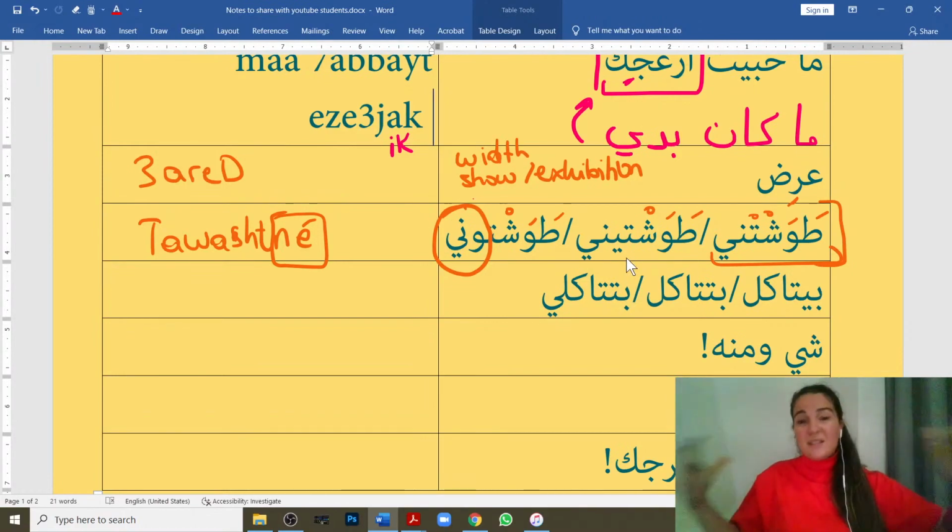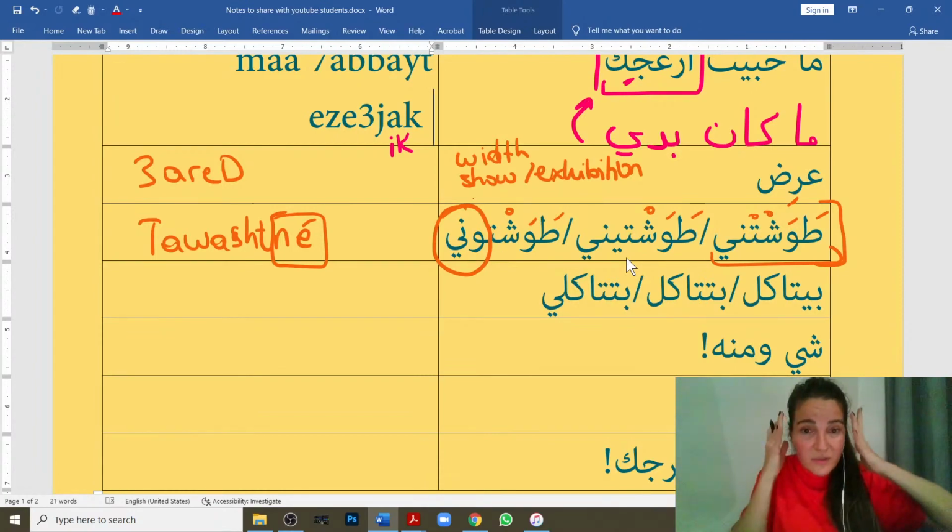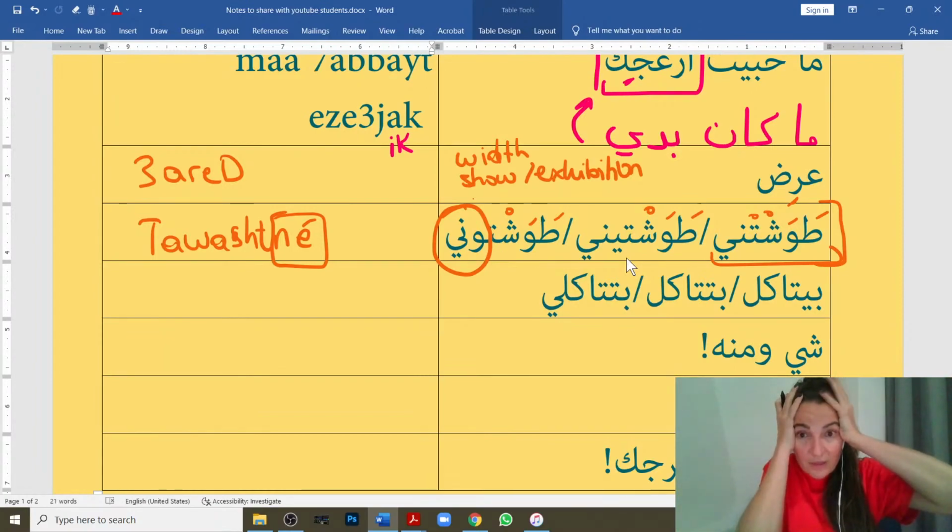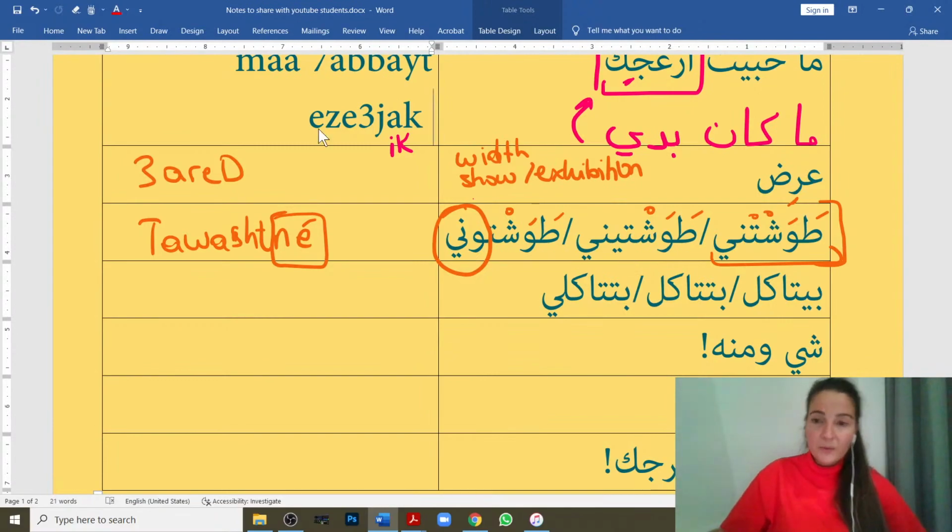Tawashtune. If the kids are shouting, I can say khalas, enough, tawashtune, like you gave me a headache because you're so noisy and so loud.